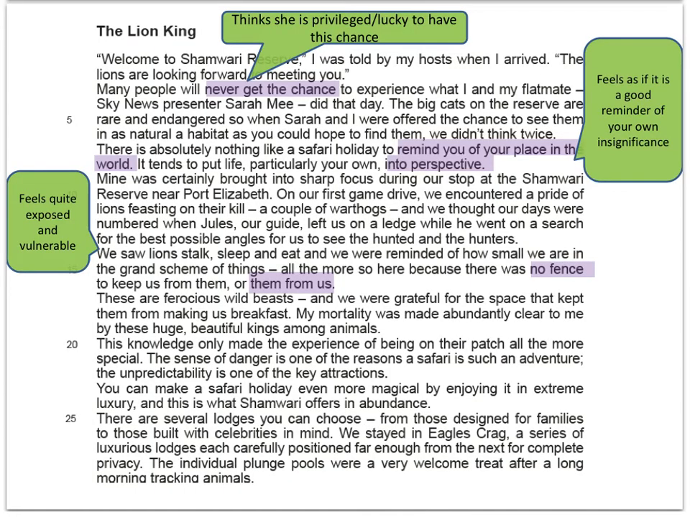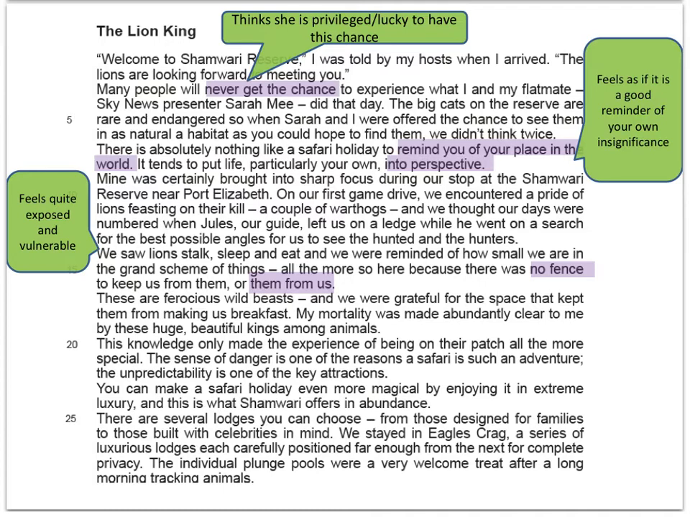So at this point, what you should do is pause the video and read through this particular section. Remember, we're talking about thoughts and feelings. So if we look at some of these highlighted phrases, it says never get the chance. So that means that she thinks she's privileged, lucky to have this chance. If we also look at the phrase remind you of your place in the world and put things into perspective, so it feels as if it's a good reminder of your own insignificance. And then if we look at the no fence between us, then obviously she feels quite exposed and vulnerable.